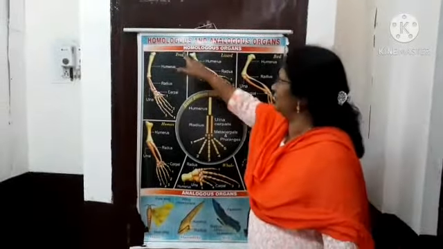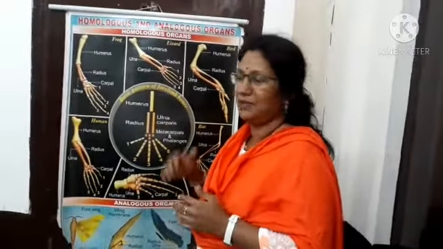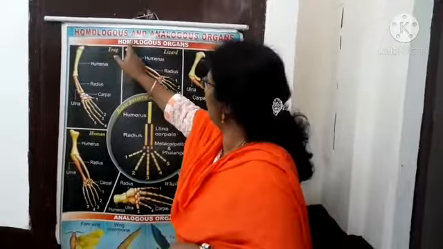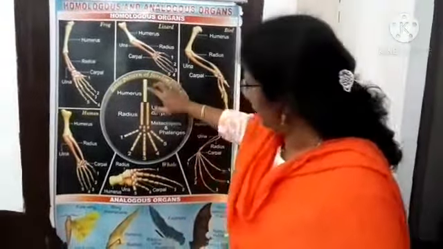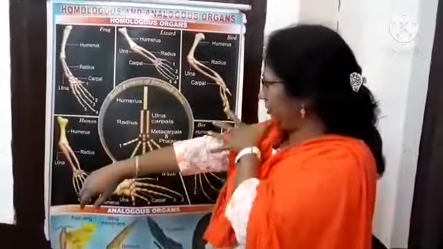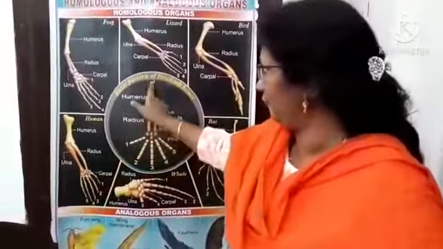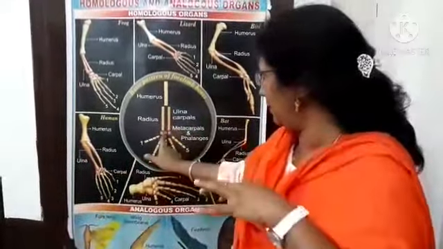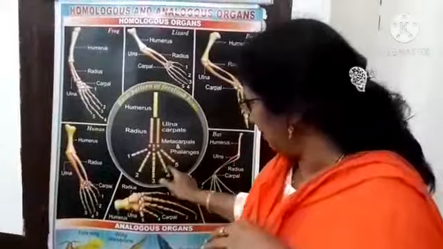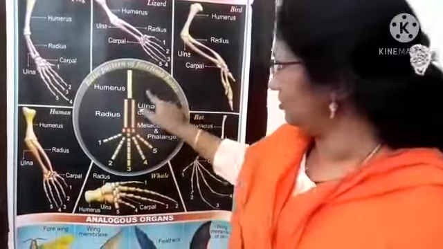As we discussed, homologous: homo means similar, logos means origin, so similar origin but different function. Here you see, for our total hand, how many bones will be there? In the upper arm we have 1 bone, and in the lower arm we have 2 bones, and these are called metacarpals and phalanges, this and this. So this is our hand structure.